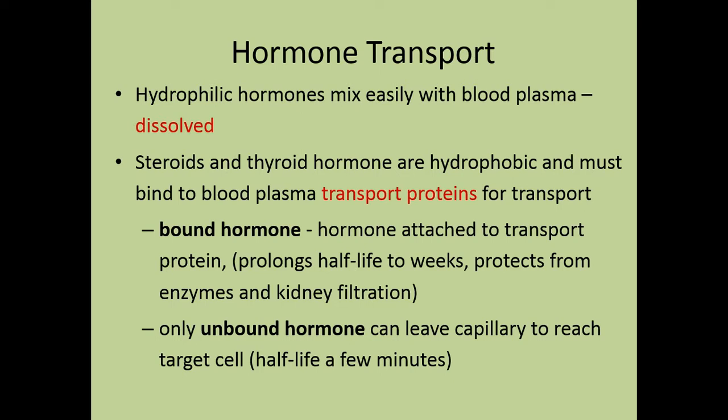And that extends their half-life. Basically, half-life refers to how long a hormone will last in the body. If they are bound, they might last several weeks. But in order to get out of the blood and onto whatever the target cell is, they have to become unbound. They have to get off their ride, and that allows them to leave the blood and reach the target cell.